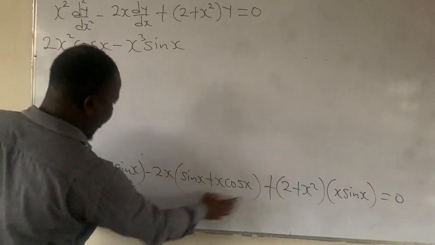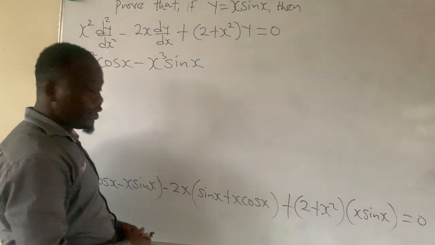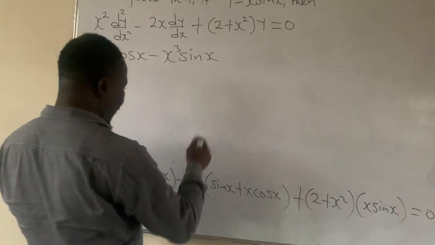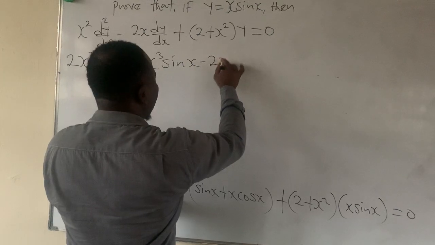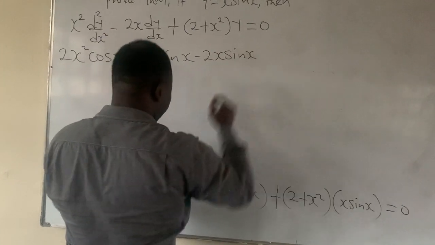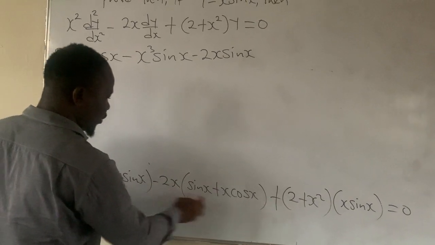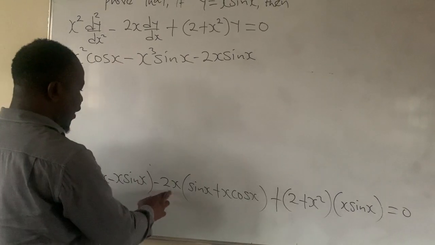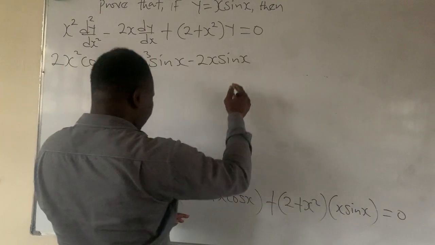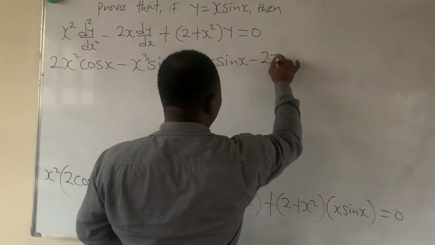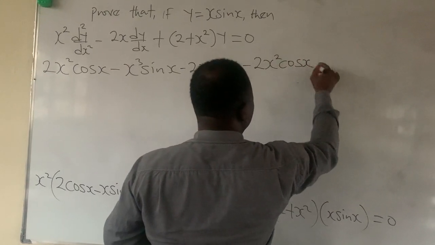Let's consider this bracket. We use minus 2x to multiply out this bracket. Do you understand? Are you following? Minus 2x times sine x will give us minus 2x sine x. Then we use this minus 2x to multiply plus x cos x. Minus 2x times x cos x gives us minus 2x squared cos x.